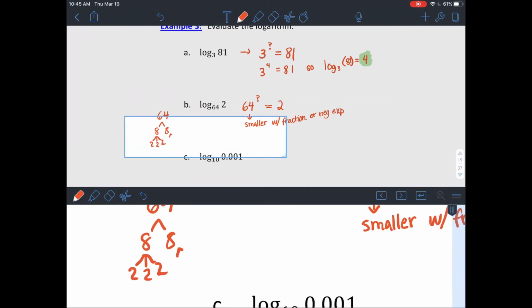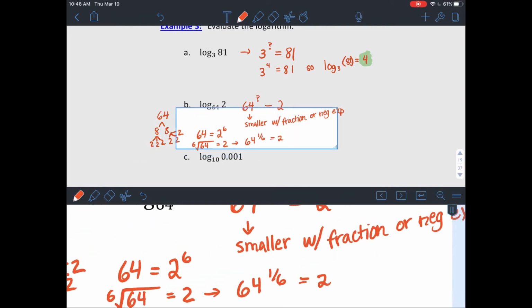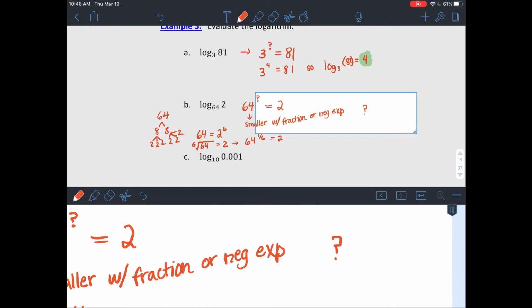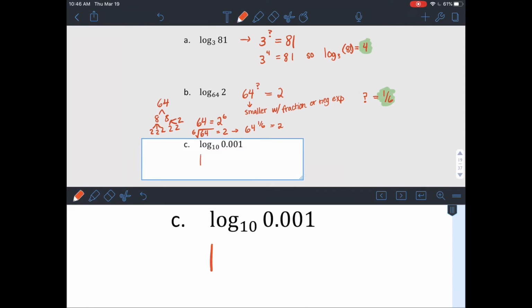So let's break 64 down. If you break it down all the way, there are 6 factors of 2. So if you think about it, if you were to do the 6th root of 64, that would get you 2, which means, back to switching things to exponent form, 64 to the 1/6 power is equal to 2, since that's the same thing as the 6th root. So our logarithm equals 1/6. These are easier if you switch them to fractions, probably, than if you leave them in decimals.